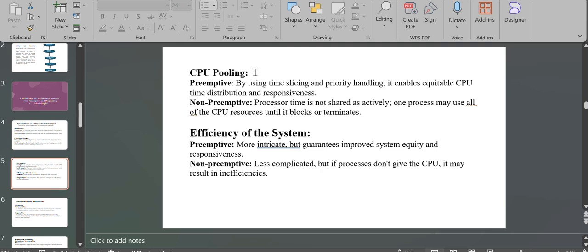As for the efficiency of the system, preemptive scheduling is more complex but guarantees improved system fairness and responsiveness. Non-preemptive scheduling is less complicated, but if processes don't give up the CPU, it may result in inefficiencies.